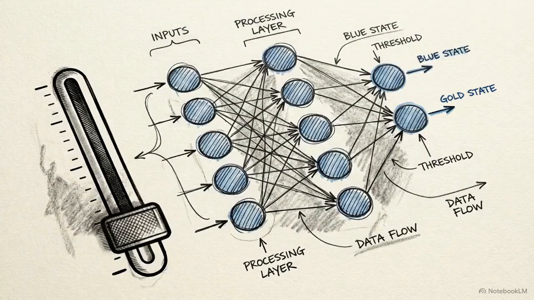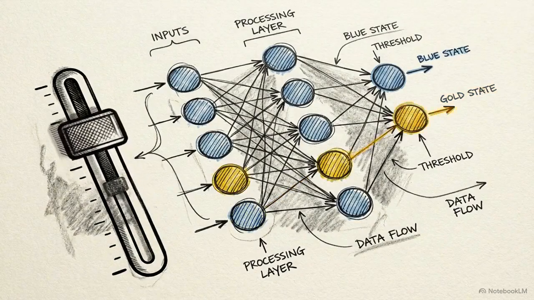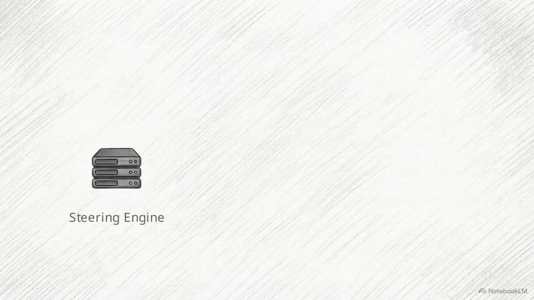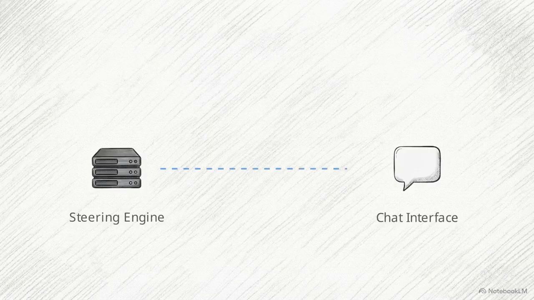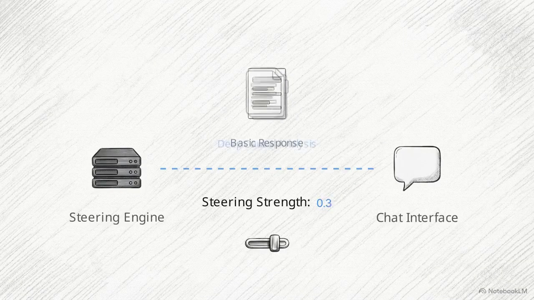We can now reach directly into an AI's architecture to physically dial up specific cognitive behaviors, like analytical reasoning. Connecting a steering backend to a standard chat interface allows us to transform a basic descriptive response into deep causal analysis by adjusting a single number.